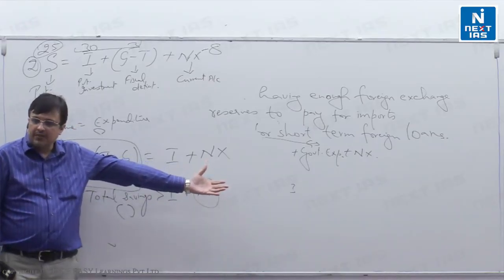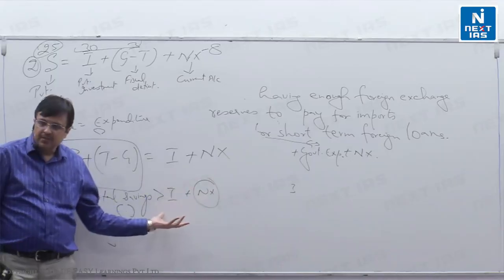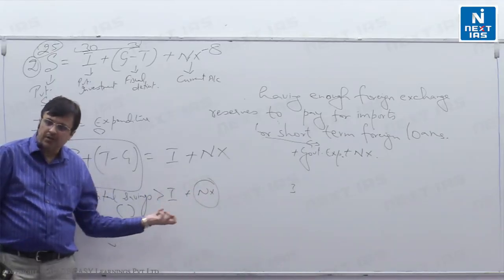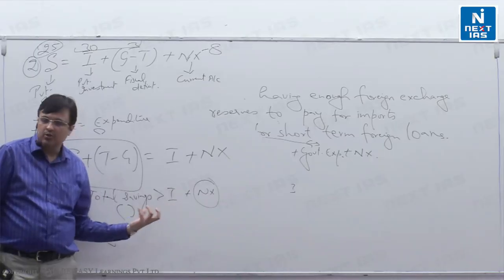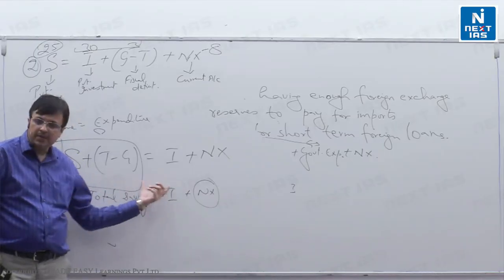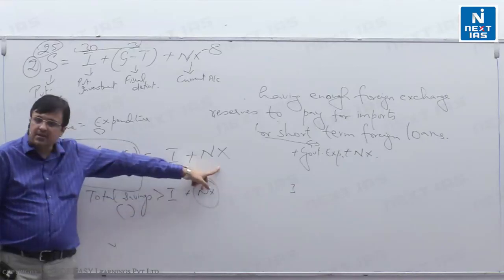And if my total savings are lesser than investment, then I'll have to borrow from the world, take resources from the world to meet my expenditure. And that is why it is called the saving-investment gap, which will be filled through the external sector.